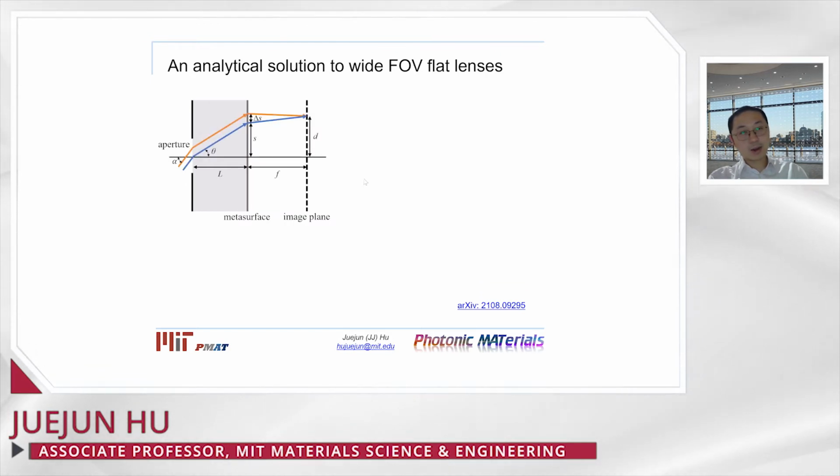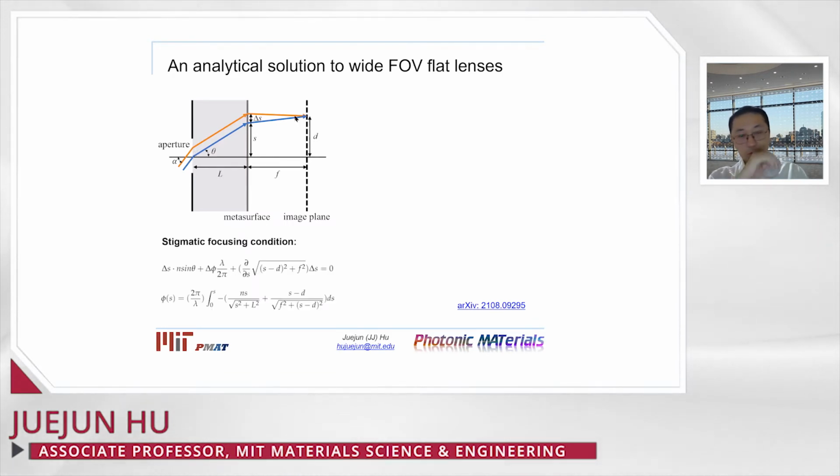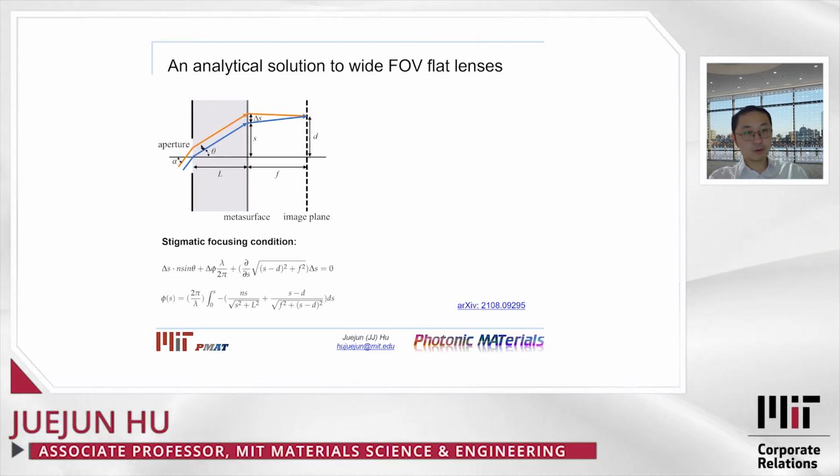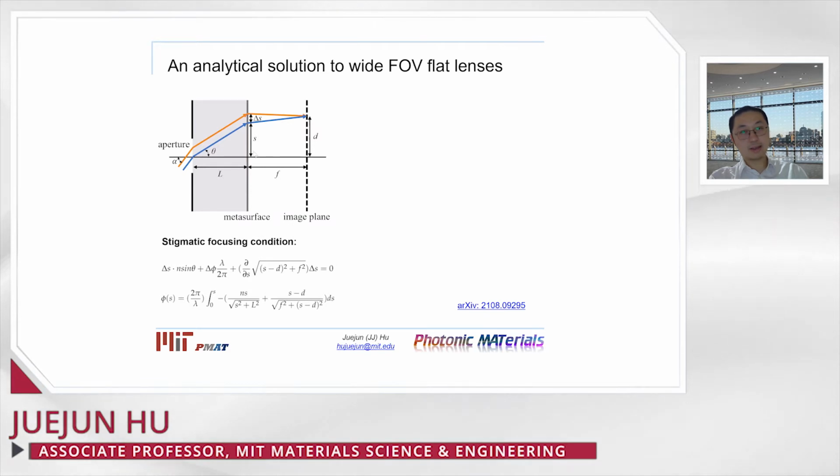Now, if we look at light rays coming in at the same angle, but in just slightly different locations on the aperture, then according to the basic principle of optics, if you want to get a sharp focus, then the optical path length of the light rays going through these two different locations must be the same when they arrive at the imaging plane. So using this condition, we can then get one equation that constrains the phase profile of the metasurface.